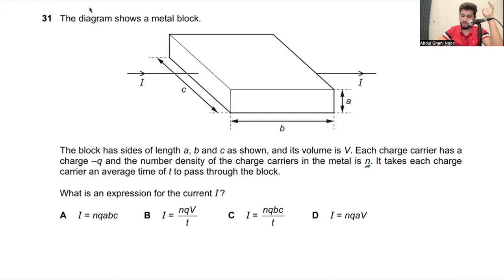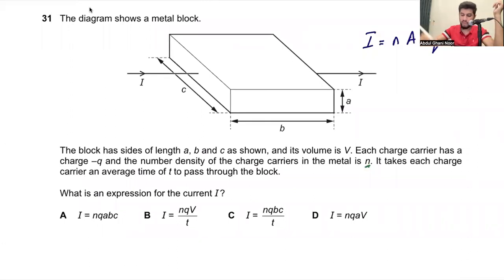What is an expression for the current I? So generally speaking, the formula is I equals N A v Q, in any order, doesn't make a difference, where this v is a lowercase v which represents velocity. So just by looking at the units, you will come to the conclusion that some of these are incorrect.